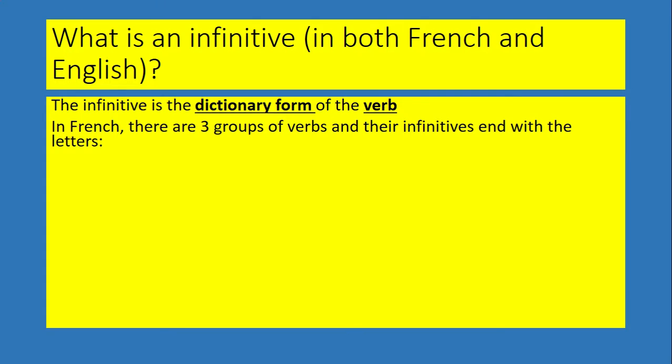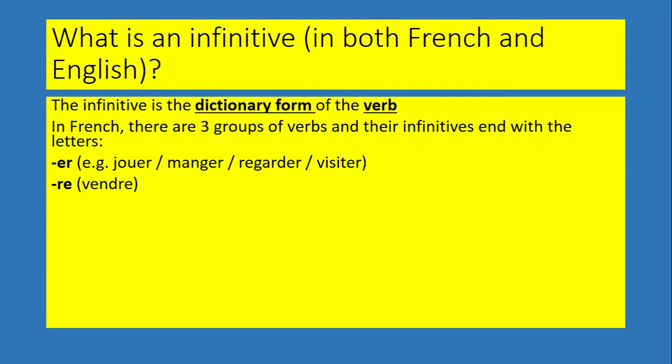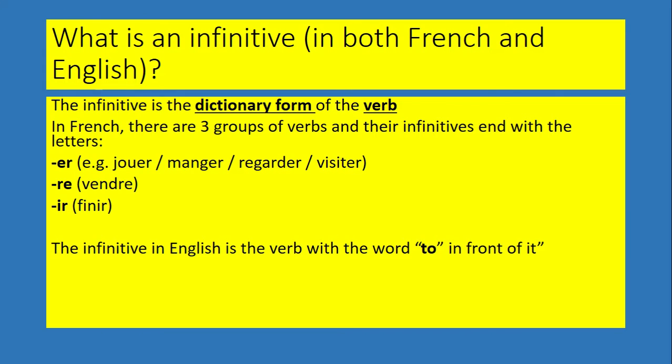Just a quick recap on an infinitive. As I said before, it's the dictionary form of the verb, and there are 3 groups of verbs. You recognise the verb groups by the infinitive endings. There's a group of verbs that end in er, like jouer, to play, and manger, to eat. Re verbs like vendre, to sell, and ir verbs like finir, to finish. And the infinitive in English is the verb with the word "to" in front of it, like jouer, to play.